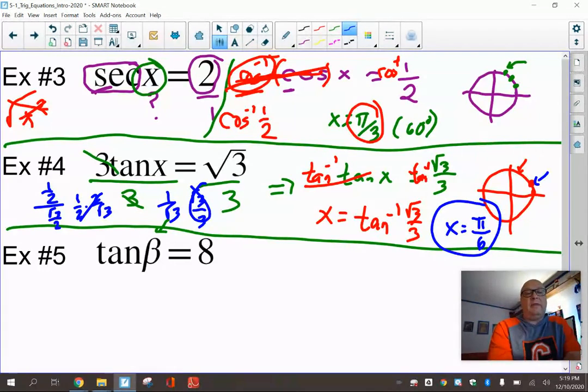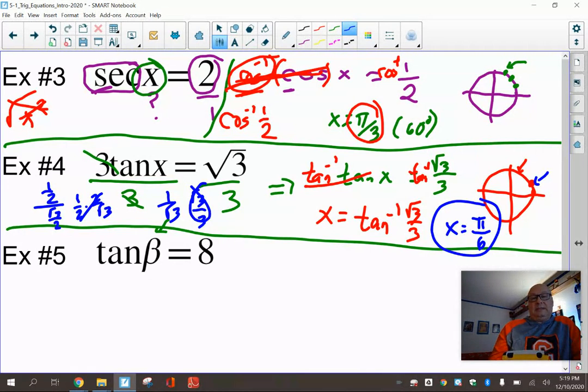All right, so then the next one, example 5, is something that I don't recognize, 8. 8 is not on my purple sheet. It's not on the back of my list. So I'm going to grab my calculator and I'm going to say, okay, I don't really know what it is, but I'm going to guess some things.